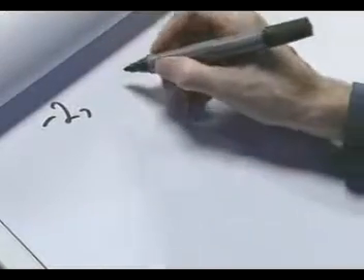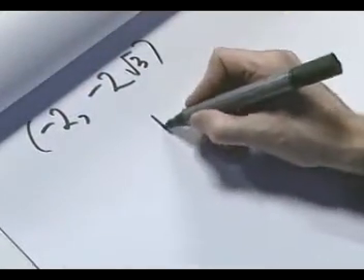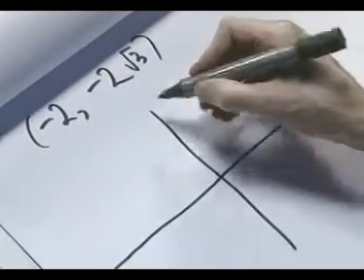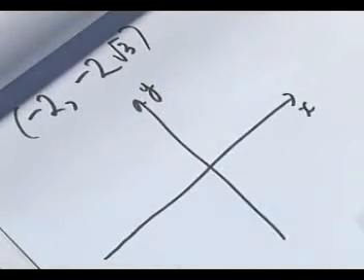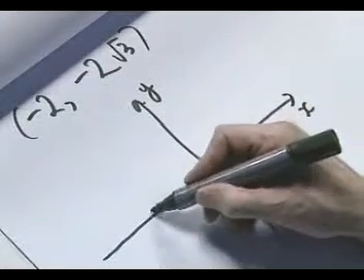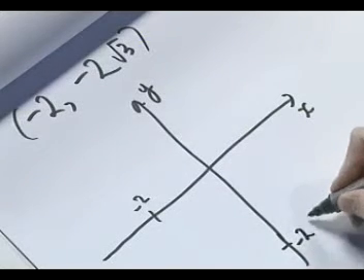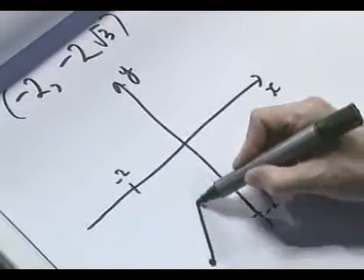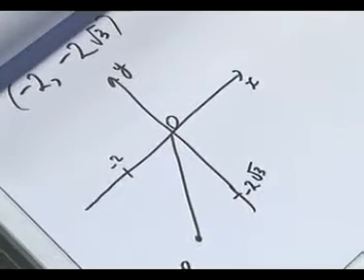Now, our next example was the point (-2, -2 root 3). So again, let's have a look where it is in the Cartesian plane. These are its Cartesian coordinates. So we've -2 for x, so we're somewhere back here, and -2 root 3 for y, so we're somewhere down here. So our point is here. Let's join it up to our origin and mark in our point P.